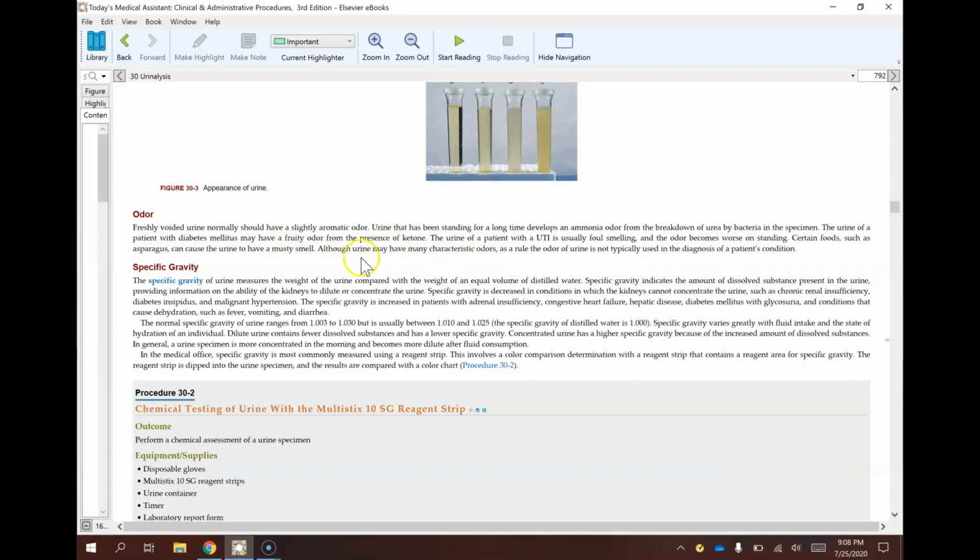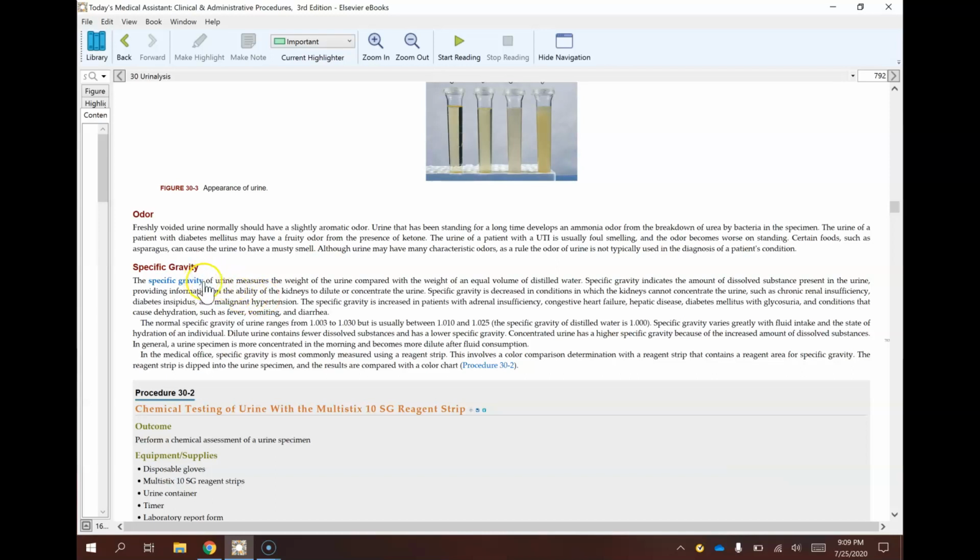So when you're testing that urine, you can often ask the patient if they had certain vegetables to eat, and that would give you an idea of what the odor that you had identified was, and you can note that on your evaluation.